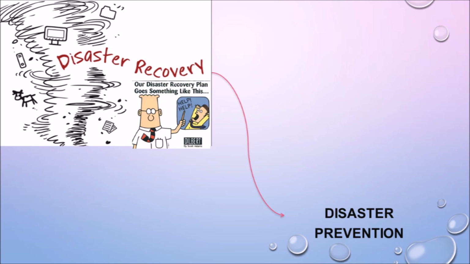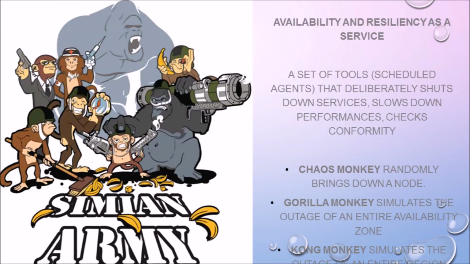And the other data center was still up and running. That's it, no problem. So now we're not talking about disaster recovery. The focus goes to disaster prevention.